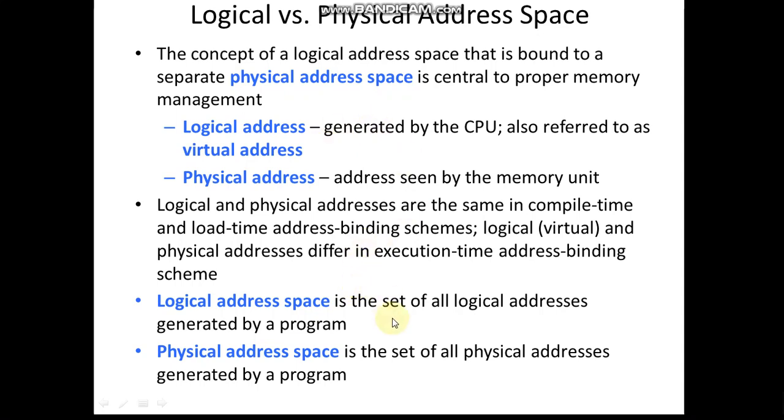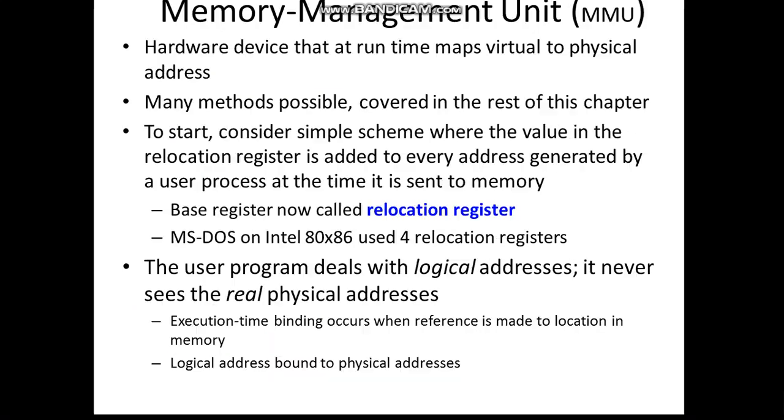The logical address space is the set of all logical addresses generated by the program, by the CPU, whereas the physical address space is the set of all physical addresses corresponding to those, which are seen by the memory unit. So one major difference is that a logical address is a virtual address, whereas a physical address is the actual address seen and referred to by the memory unit. The set of all such addresses we call an address space. If it is a set of logical addresses, we call it a logical address space. If it is a set of all physical addresses, we call it a physical address space.